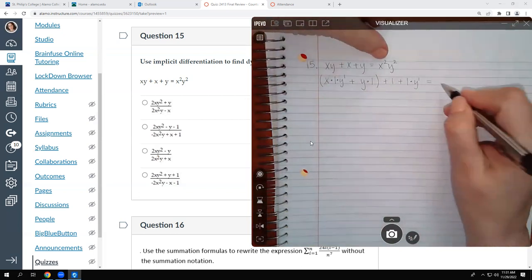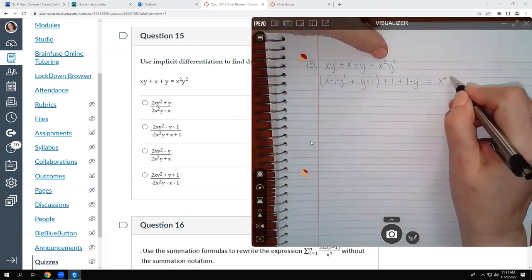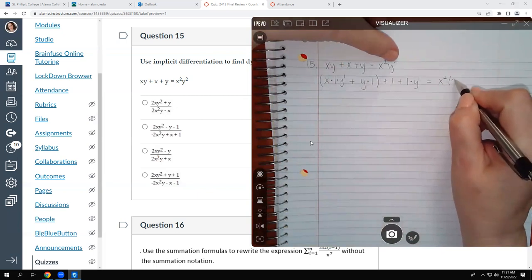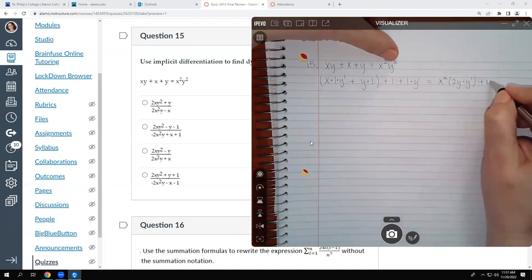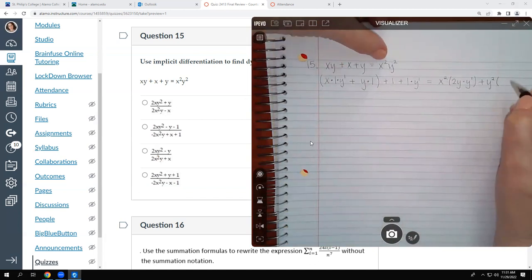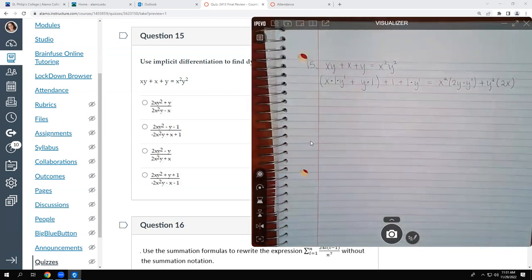So first factor times the derivative of the second factor, which is 2y, but we have to tag on a y prime. Plus the second factor times the derivative of the first factor, which is just 2x. There's no x primes in implicit differentiation, okay? Only the y primes. Every time you take a derivative of something with y, put a y prime.